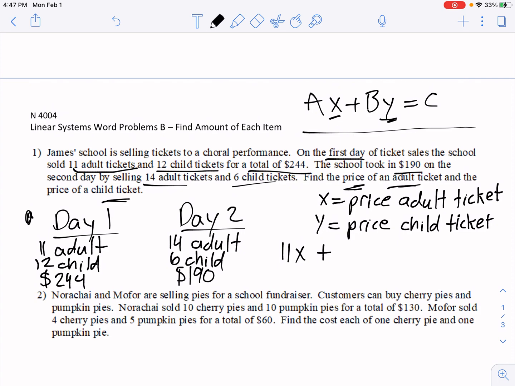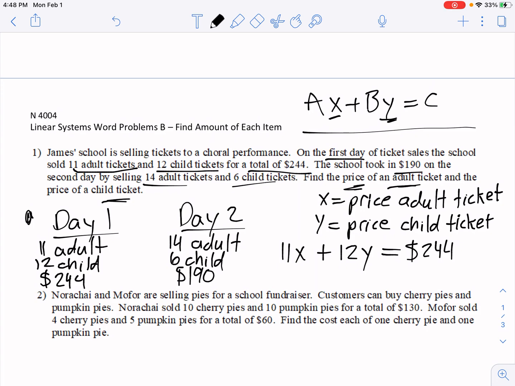In this case, we sold 12 child tickets, and we have to multiply that 12 times the cost or the price, however much it costs for a child ticket. So we have 11 adults times the cost for tickets for adults, 12 child tickets times the price for child tickets, and together, when we add the total sums together here, we sold $244 worth of tickets. So this would be our day one equation, okay?